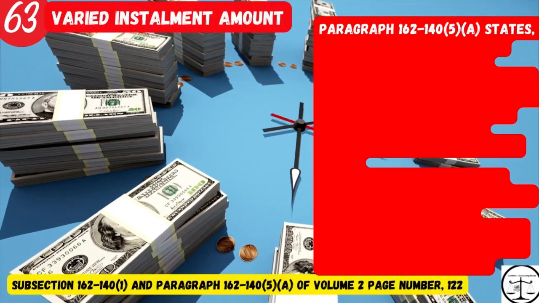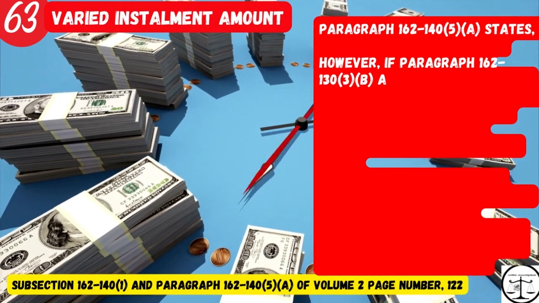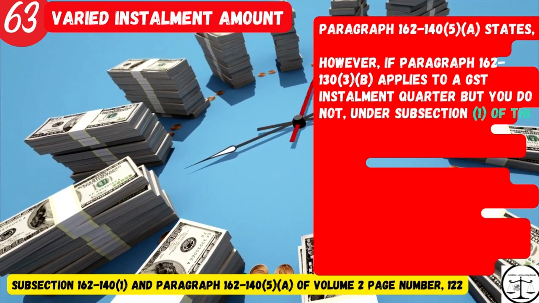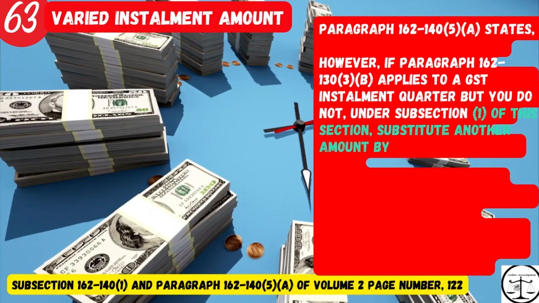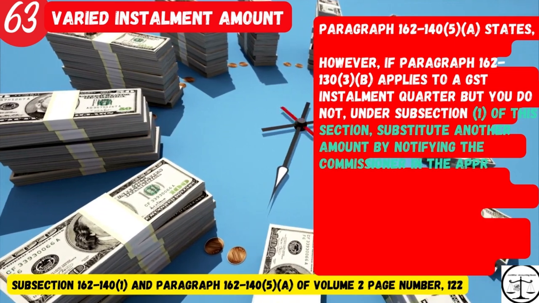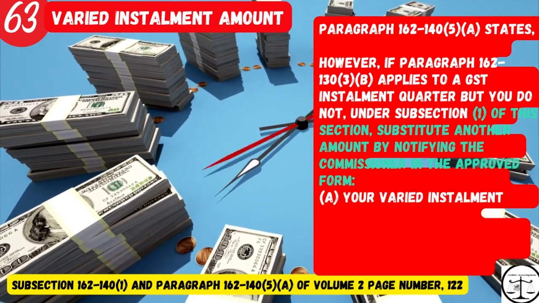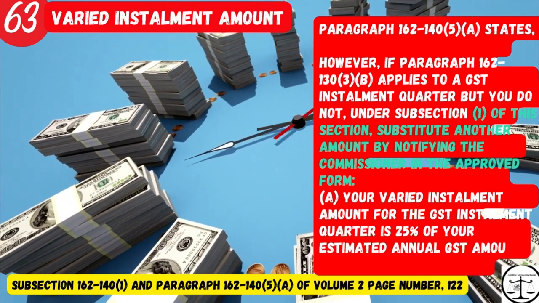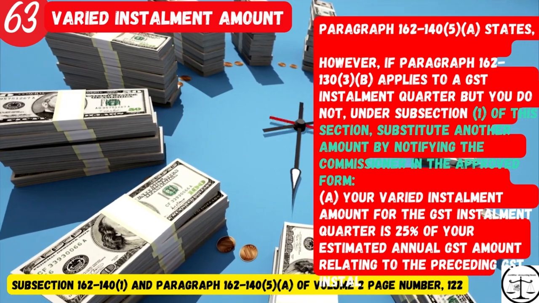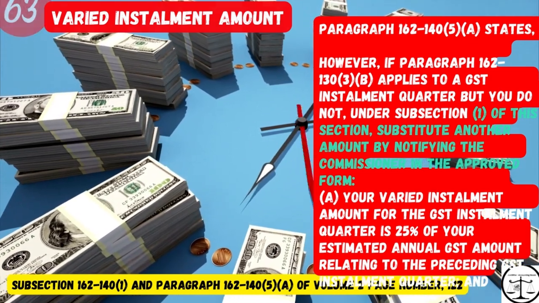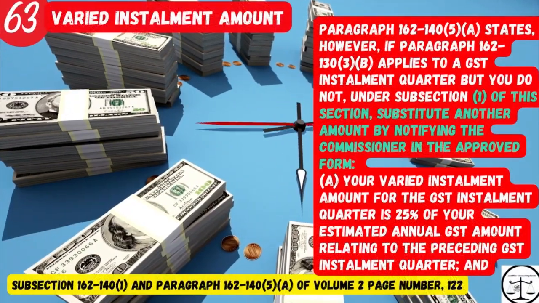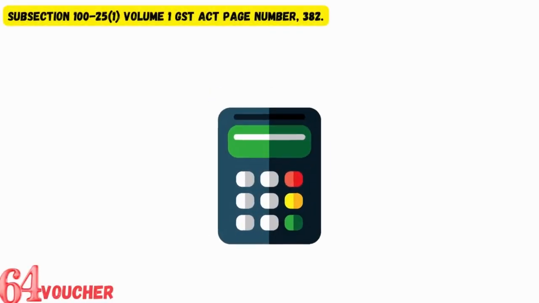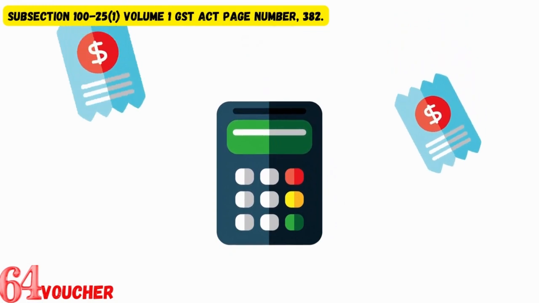And paragraph 162-145(a) states: However, if paragraph 162-133(b) applies to a GST installment quarter but you do not, under subsection 1 of this section, substitute another amount by notifying the Commissioner in the approved form. A. Your varied installment amount for the GST installment quarter is 25% of your estimated annual GST amount relating to the preceding GST installment quarter. And word number 64. Next word.